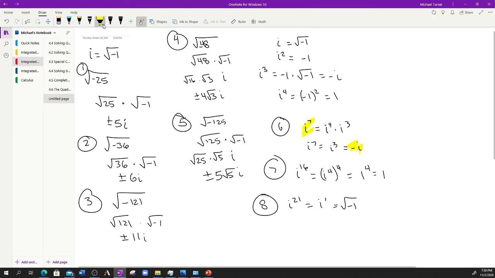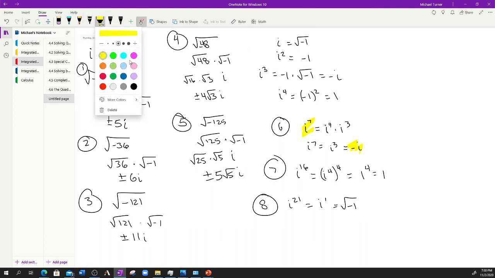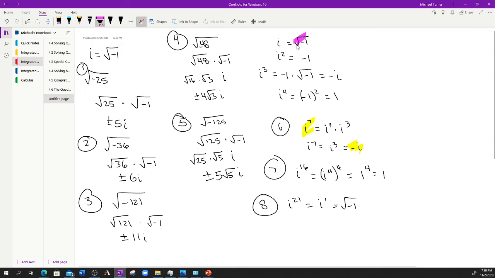So for all of these types of problems, you're going to end up with one of 4 answers. You're either going to have the square root of negative 1, negative 1, negative i, or just 1.